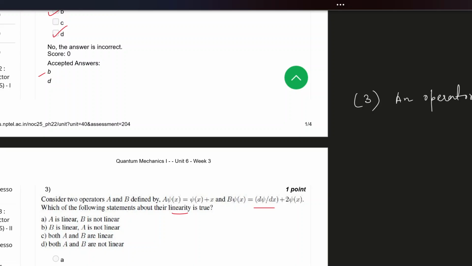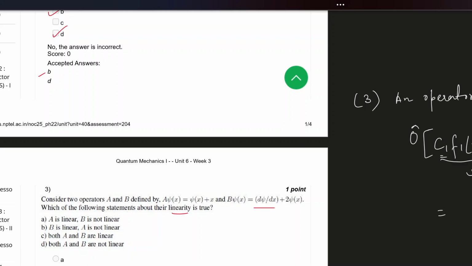An operator O cap is linear if the general condition is satisfied that O cap operating on c1 f1(x) plus c2 f2(x), where c1 f1 plus c2 f2(x) is a general state psi(x) that is given in general. c1 and c2 are constant coefficients that can be complex as well, and f1(x) and f2(x) are just functions of x, and their combination is expressed as the total wave function psi(x).